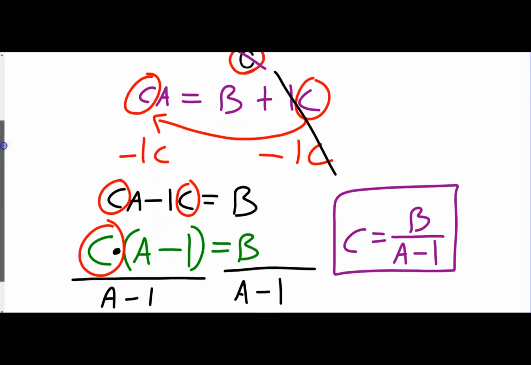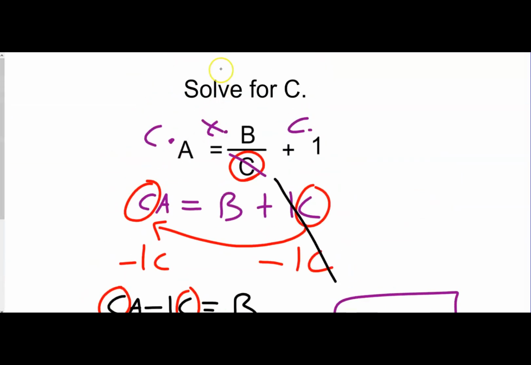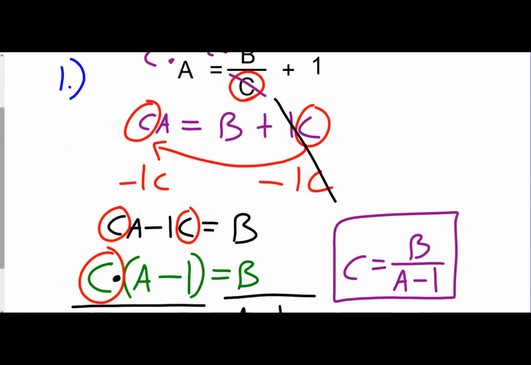So again, to run down all those steps we just talked about: here is step 1, where we cleared the fraction. We multiplied everybody by the LCD, which was C. Right below that, everything from here to here was step 2, where you got the C all on one side. You got your chosen variable all on one side of the equal sign.